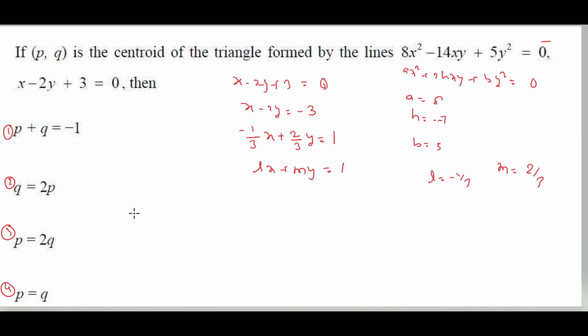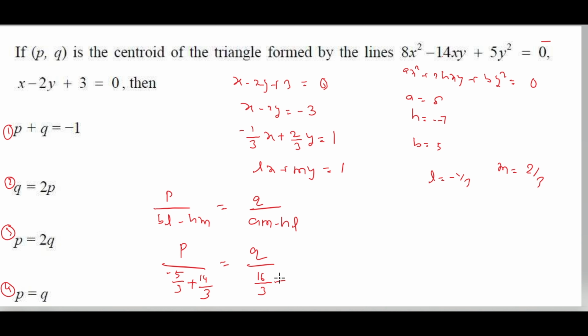We know the centroid P comma Q, that is P by (bl minus hm) is equal to Q by (am minus hl). Substituting values in this, P by bl, b is 5, 5 into minus 1 by 3, that is minus 5 by 3, minus hm, minus 7 into 2 by 3, that is minus 14 by 3, so plus 14 by 3. Q by am, 8 into 2 by 3, that is 16 by 3, minus hl, minus 7 into minus 1 by 3, that is plus 7 by 3.